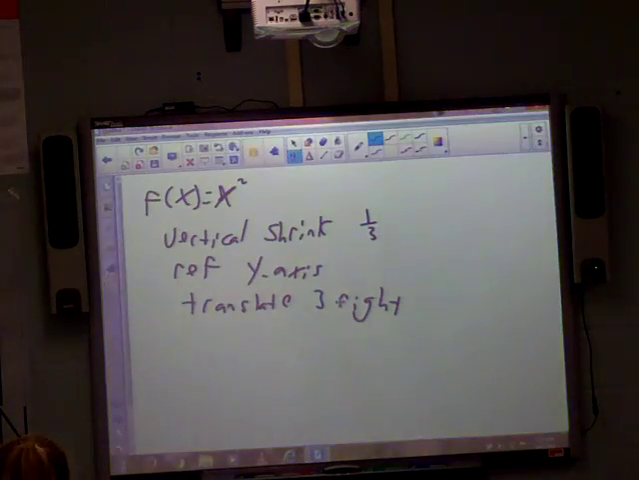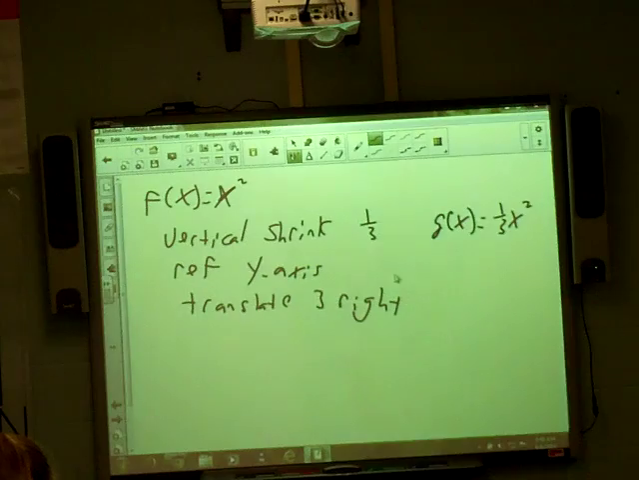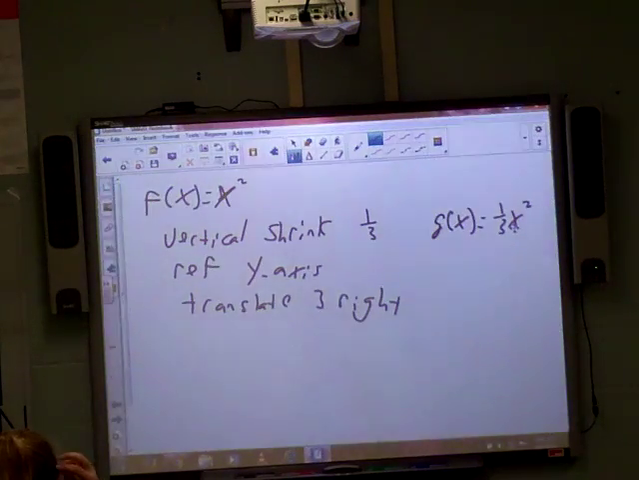Everybody think they got it? What would that first step, the vertical shrink, look like? Everybody all right on that? Okay. Now this reflection in the y-axis: when it's reflected in the y-axis, your negative goes in with just the x. But on a quadratic, you're always squaring that. So anytime a negative is squared, it turns back to a positive. So we don't even have to write anything for a reflection in the y-axis.